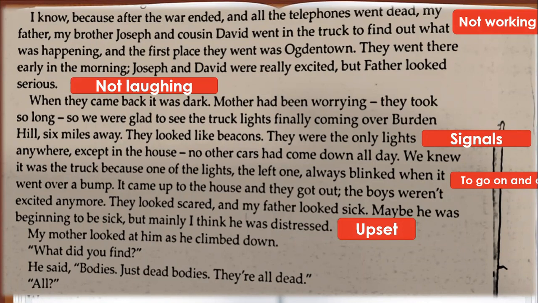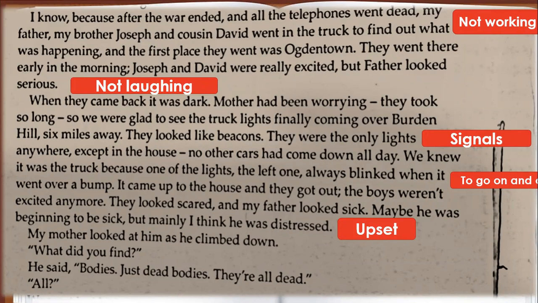I know, because after the war ended and all the telephones went dead, my father, my brother Joseph, and cousin David went in the truck to find out what was happening. And the first place they went was Ogden Town. They went there early in the morning. Joseph and David were really excited, but father looked serious. When they came back, it was dark. Mother had been worrying. They took so long.